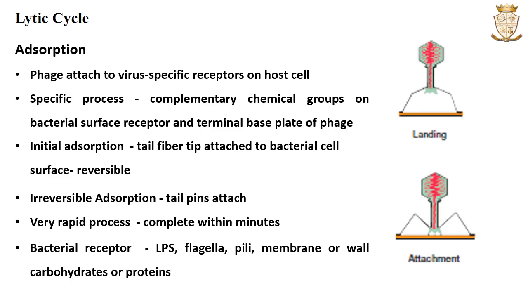This host specificity of phage is determined at the level of adsorption, the first stage of phage replication. Adsorption depends on the interaction of complementary chemical groups from the receptor site on the bacterial surface and the terminal base plate of the bacteriophage, and this specific chemical interaction is the basis for host specificity of bacteriophages.